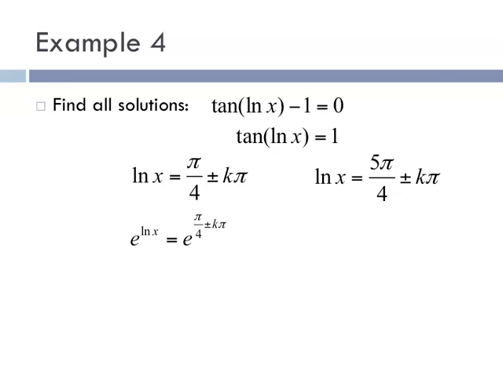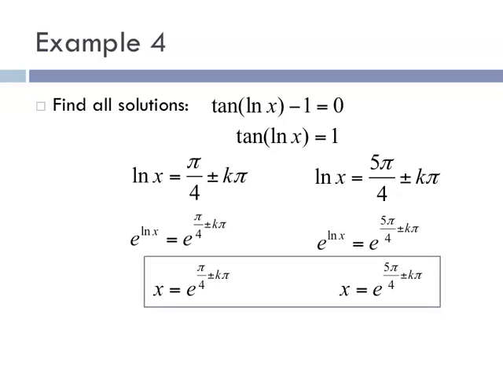Same with the other one. E to the ln of x is equal to e to the 5 pi over 4 plus or minus k times pi. And we know that e to the ln of x is equal to x. So that leaves us with x equals e to the pi over 4 plus or minus k times pi. And x equals e to the 5 pi over 4 plus or minus k times pi.